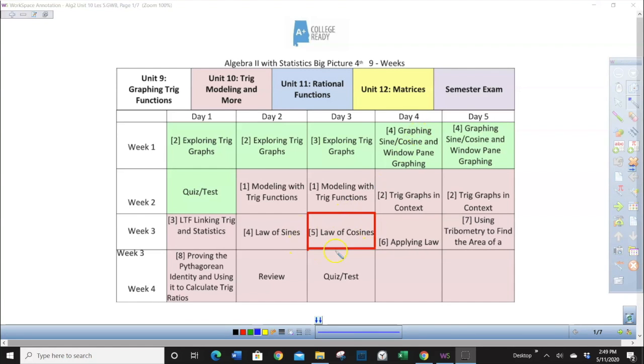So now we're going to do law of cosines, and it is a one-day lesson. It's again in Unit 10, and it is day 7. Remember, we're doing law of sines on one day, law of cosines on another day, and then the third day we're taking both of those and doing application problems.